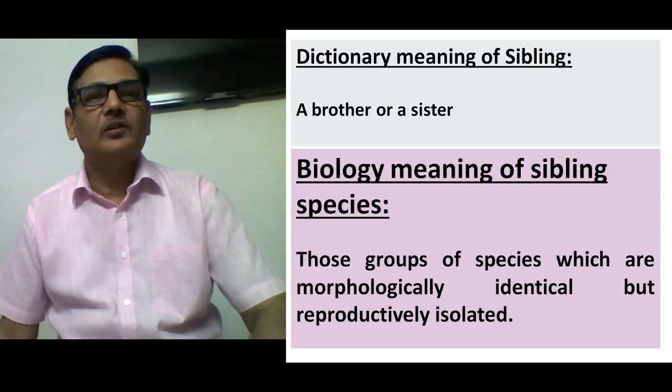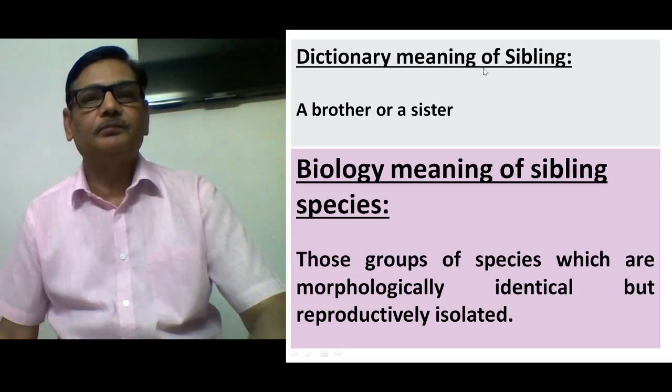See, the dictionary meaning of sibling is a brother or a sister. It means brothers and sisters are kids of a single set of parents, that is, real brothers and sisters. They are considered as siblings. In biology also, when we say sibling, it means brothers and sisters. But sibling species means something different.